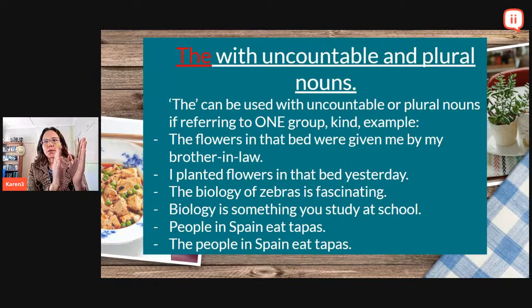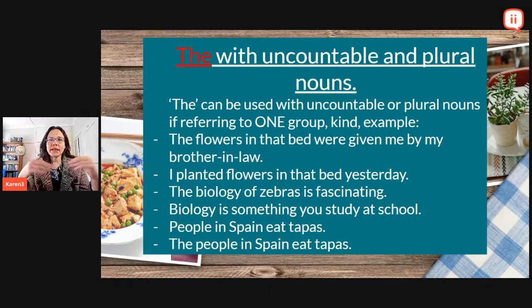The is used with uncountable and plural nouns. So sometimes, with uncountable nouns, you don't use any articles. You may use the with some uncountable and plural nouns, okay? If it's referring to one group or one kind or one example. So the flowers in that bed, that's very, very specific. It's the group of flowers in that bed, which were given to me by my brother-in-law. But I planted flowers is not specific. It could be any kind of flower. So I planted flowers in that garden bed yesterday. Bed refers to a section of soil where you plant your flowers or your vegetables, okay?